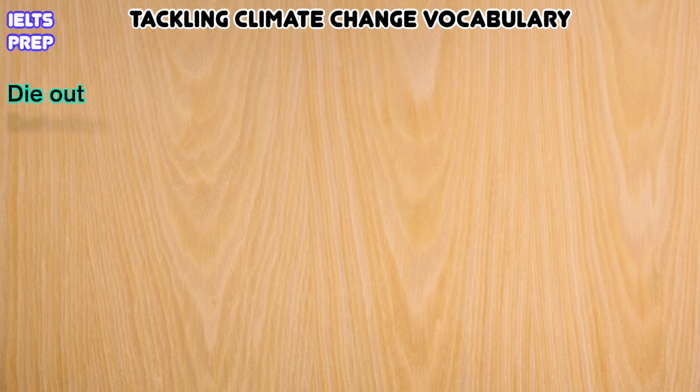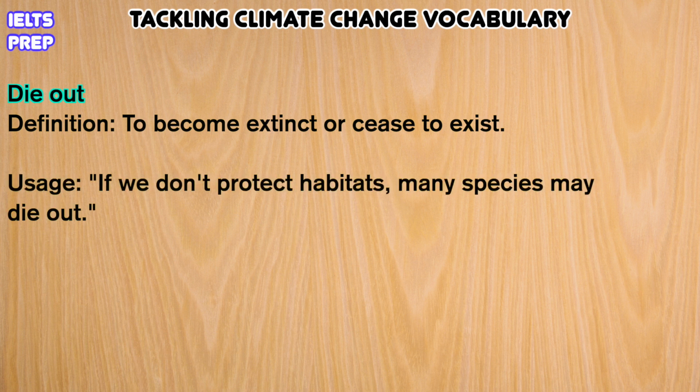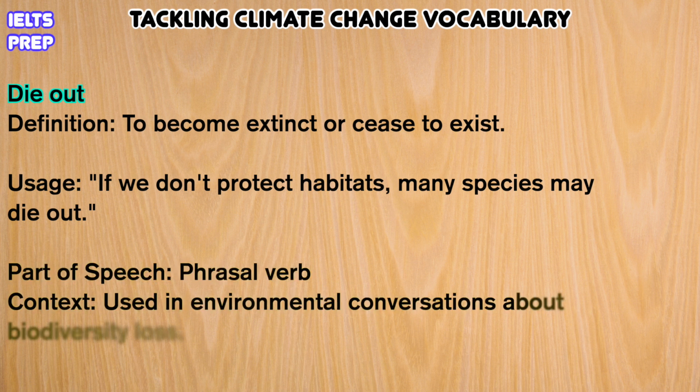Die out. Definition: to become extinct or cease to exist. Usage: if we don't protect habitats, many species may die out. Part of speech: phrasal verb. Context: used in environmental conversations about biodiversity loss.